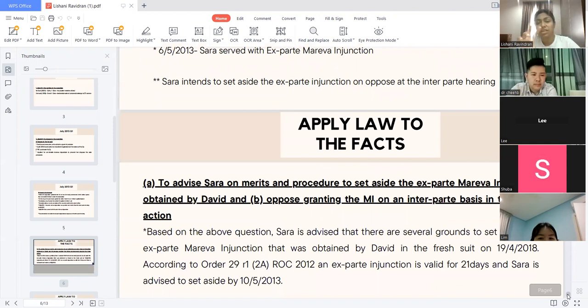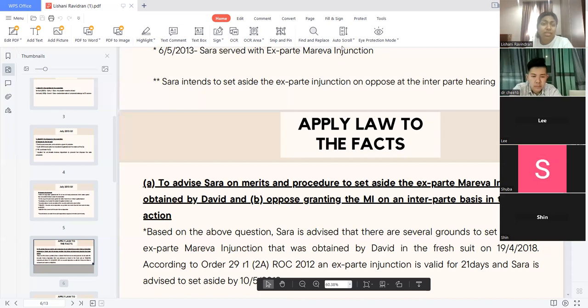You must understand, there are two issues in that question, which means you have to answer two things. The first one: advise Sarah both on points of procedure and merits in setting aside the ex parte Mareva injunction obtained by David. So you go on the setting aside, how you obtain the ex parte. The second one: oppose the granting of the Mareva injunction on an inter partes basis in the fresh action. So there are two.